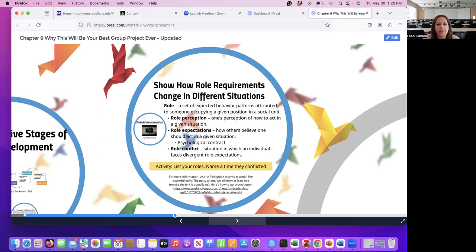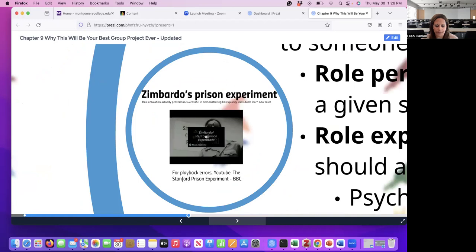Role conflict. This is a situation in which an individual faces divergent role expectations. So an example of role conflict might be when someone works and also is a mother and needs to take care of her child. Zimbardo's prison experiment is a good example of this. This actually proved too effective for showing how quickly people adapt to new roles.